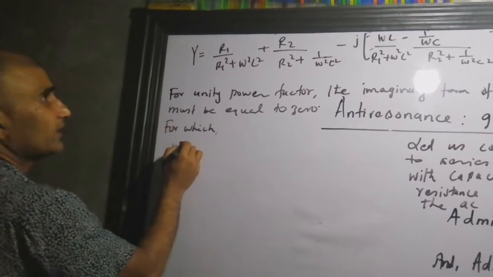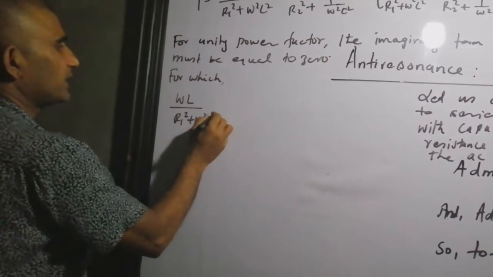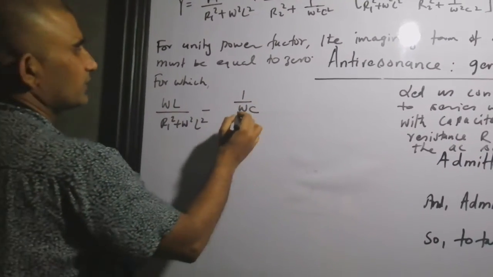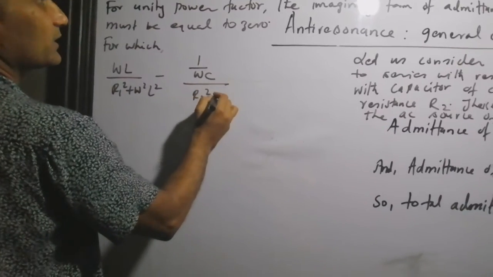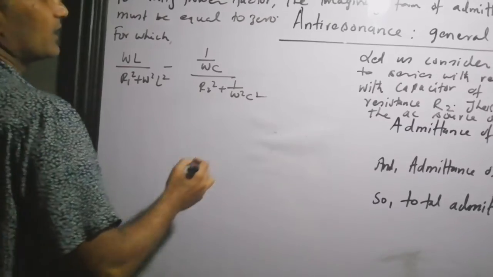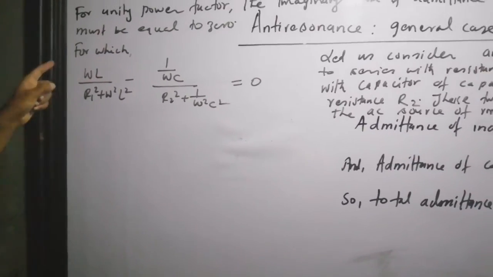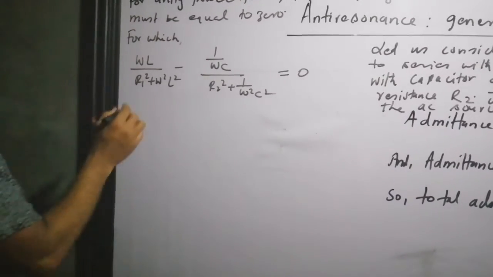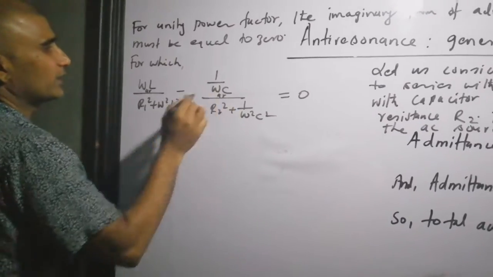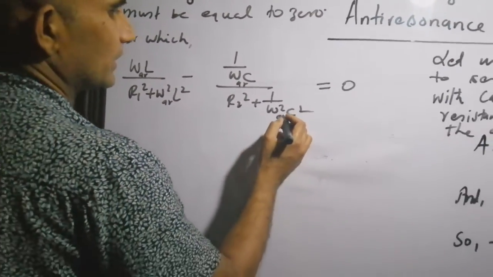So that's omega L by R1 square plus omega square L square, minus 1 upon omega C by R2 square plus 1 by omega square C square, and this term must be equal to 0. But this happens only at the anti-resonant frequency. So this is not a general frequency; you have to write omega A, or you can give any other notation which will not confuse you.